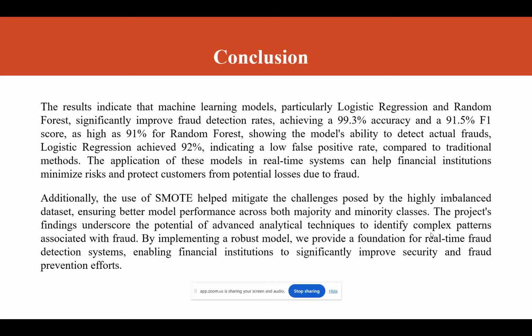In future, we plan to enhance this system by using deep learning models, which can learn even more detailed fraud patterns from large amounts of data. Additionally, we aim to integrate blockchain technology for secure transaction verification, making it harder for fraudsters to manipulate data. Lastly, we want to develop a real-time fraud detection system that can instantly identify and stop suspicious transactions before they cause financial loss. This improvement will make fraud detection more accurate, secure, and efficient for banks and customers. Thank you very much.